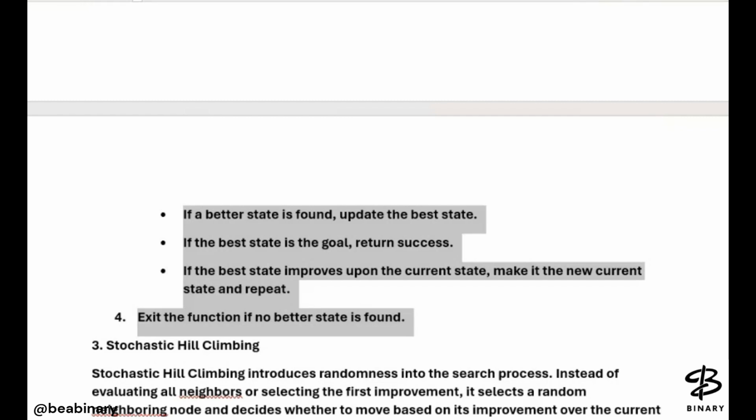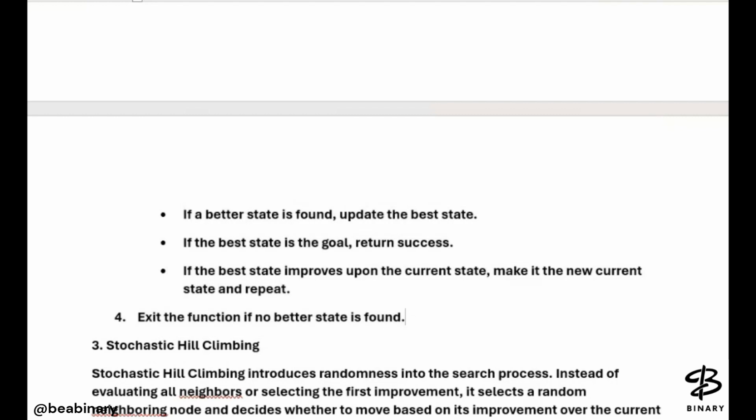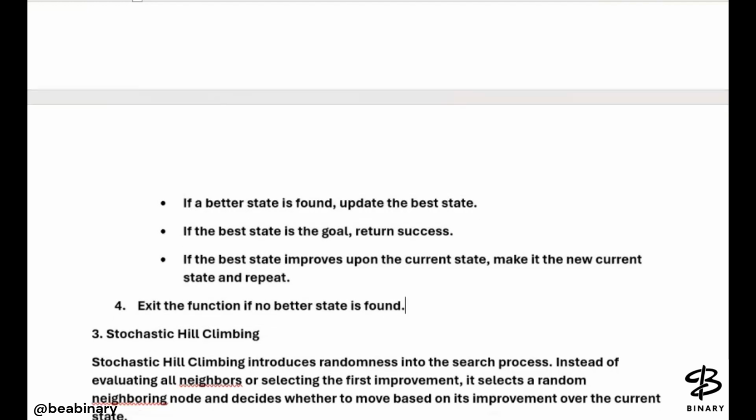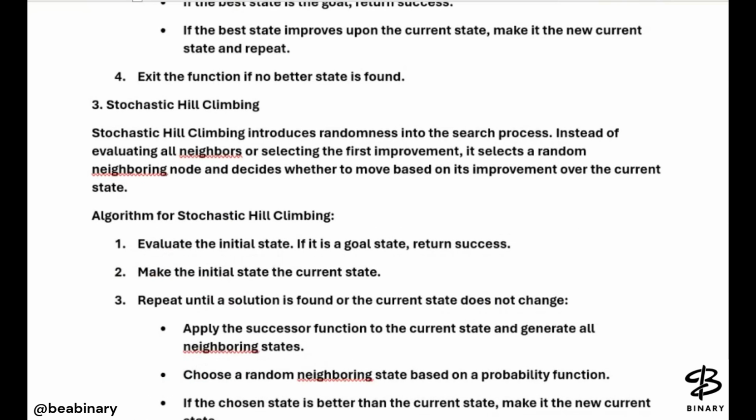Another type is stochastic hill climbing. Now, what is stochastic hill climbing? It introduces randomness into the search process. Randomly, we will evaluate and take a next state. Instead of evaluating all the neighbors or selecting the first improvement, it selects a random neighboring node and decides whether to move based on its improvement over the current state, right? So it works on a random function simply.